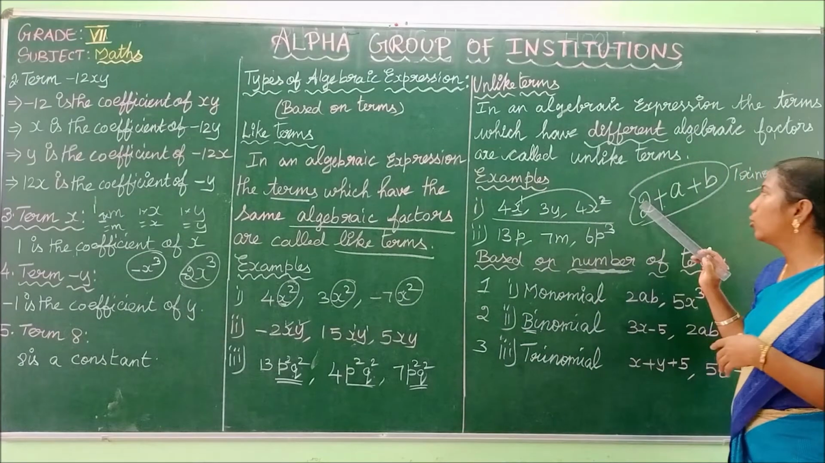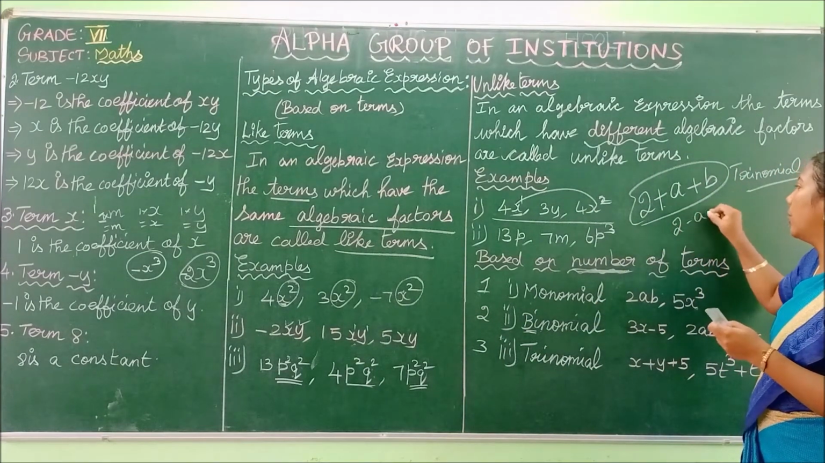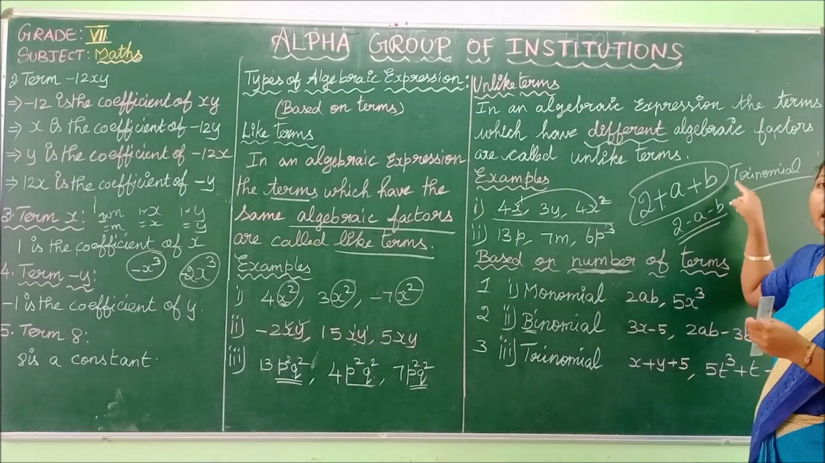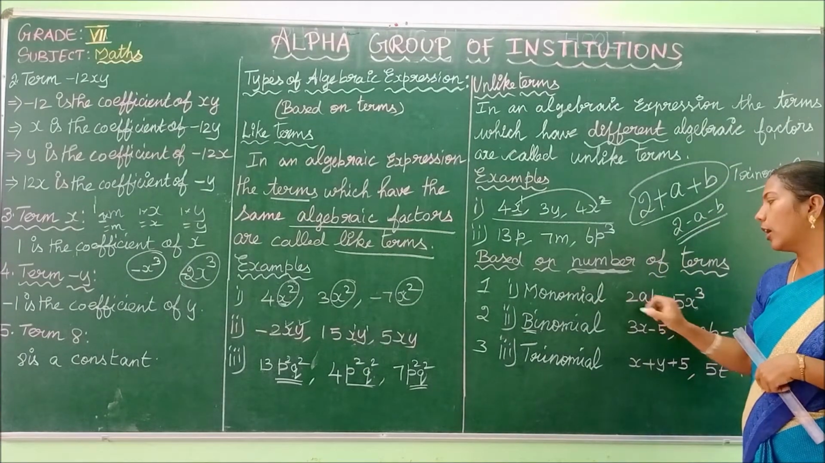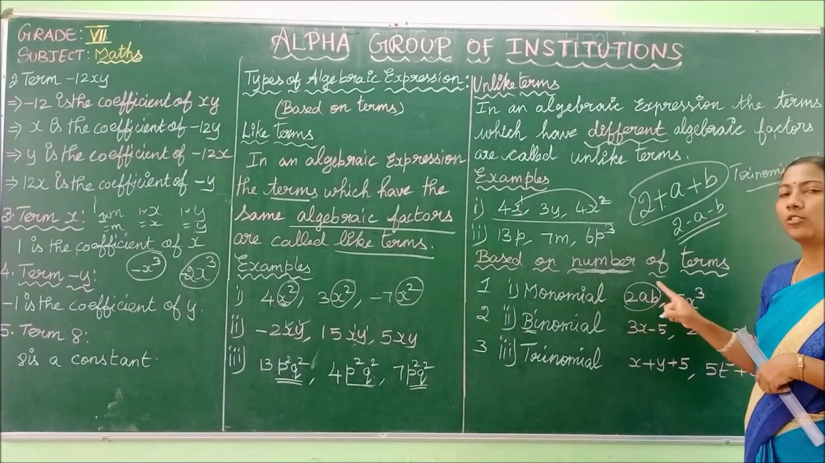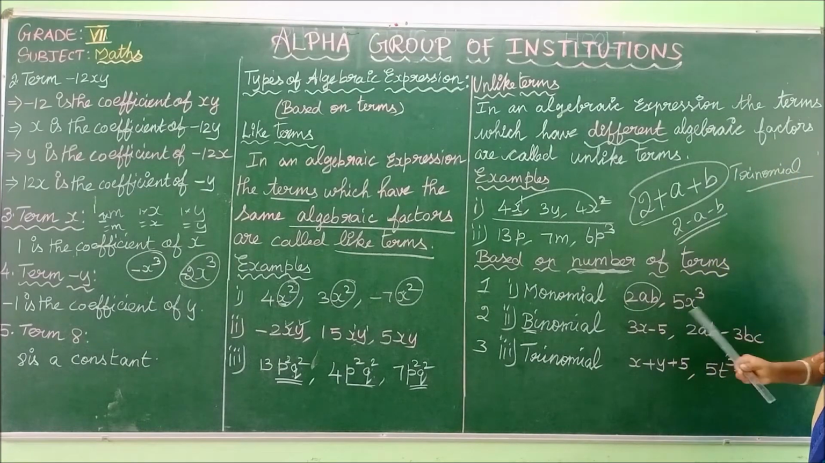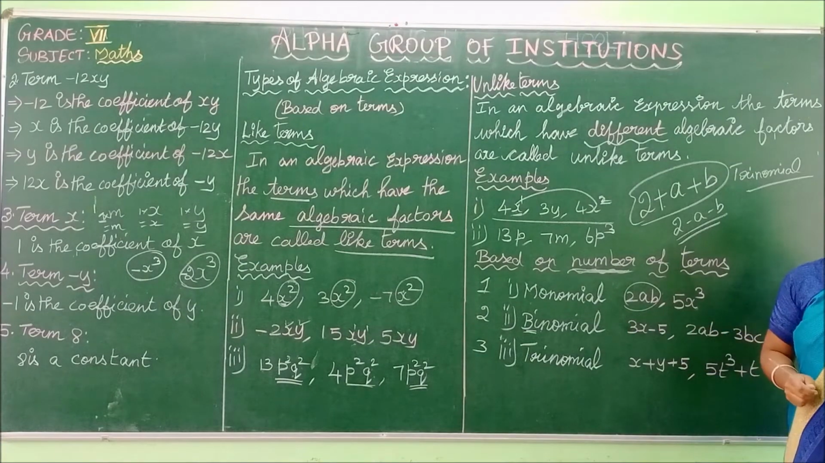See here, 2a, b are separated by addition. Suppose it is written like 2a minus b; here also we can say it is a trinomial. But in this case, you have to say this is a monomial. This 2ab is considered a single term. See the next example, 5x cube. Though it has the power 3, you have to call this expression a monomial. This 5x cube is considered a single term. Thus monomial means it has only one term.